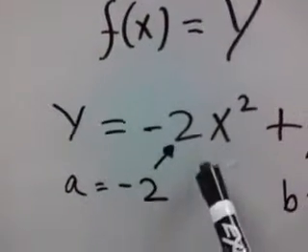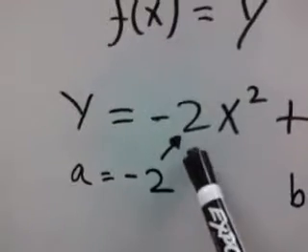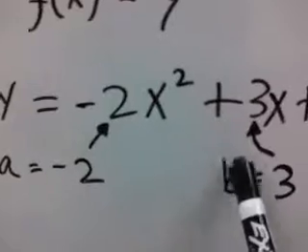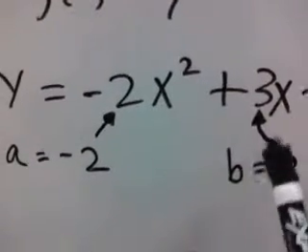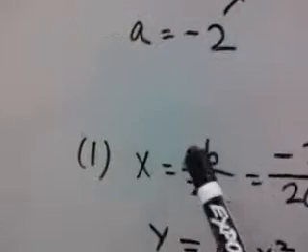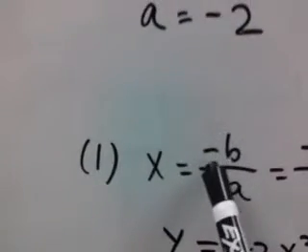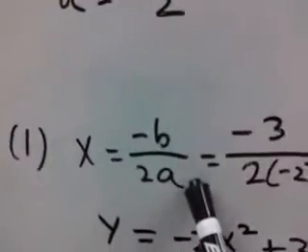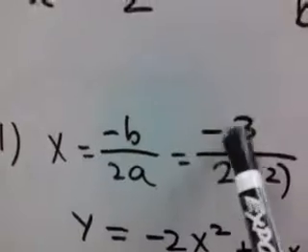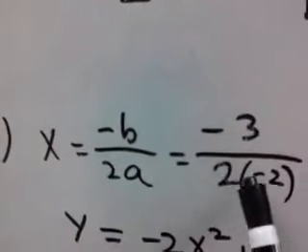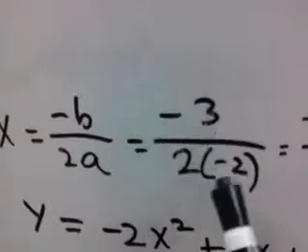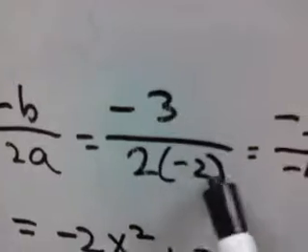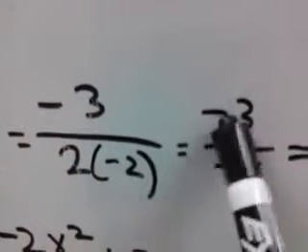And now we can identify a and b. Once again, a is negative 2, the number beside x squared. B is positive 3, the number beside x. So now we can substitute those into the formula for the x-coordinate of the vertex. We get x equals negative b over 2a. That gives us negative 3 over 2 times negative 2. There's nothing we can cancel there, so we just multiply 2 times negative 2, we get negative 4. We get negative 3 over negative 4.